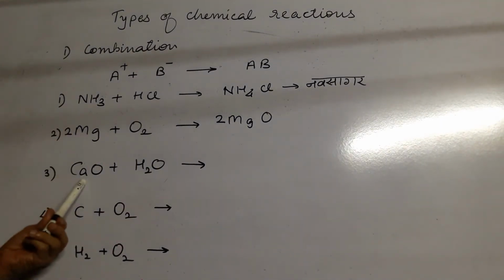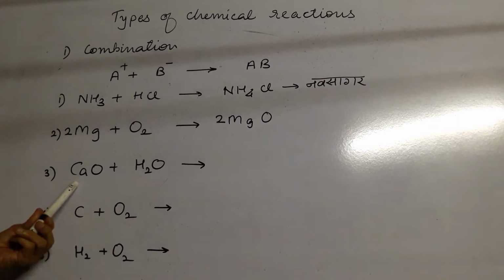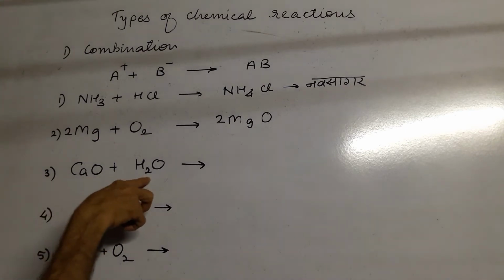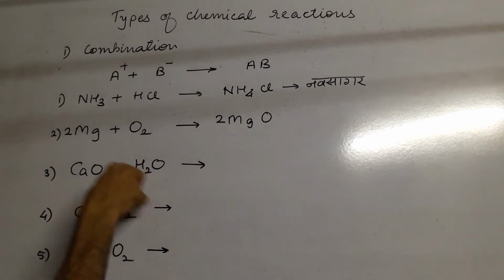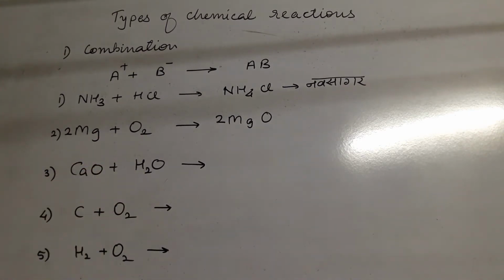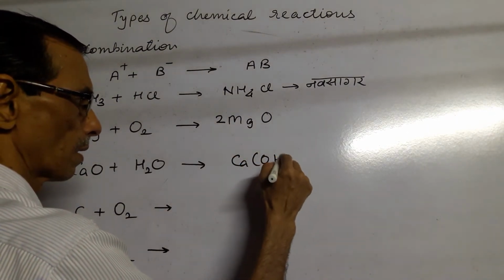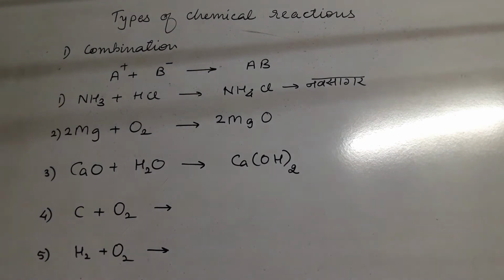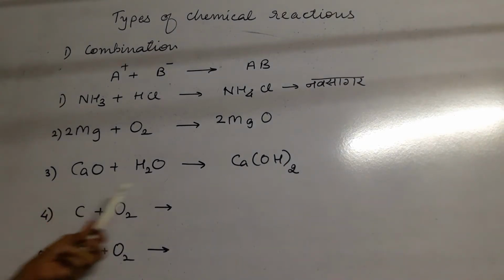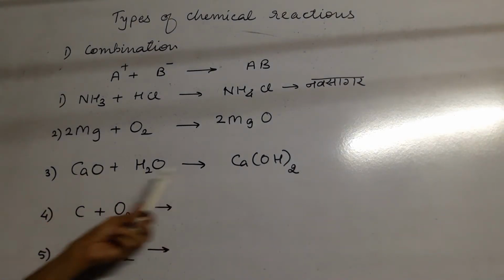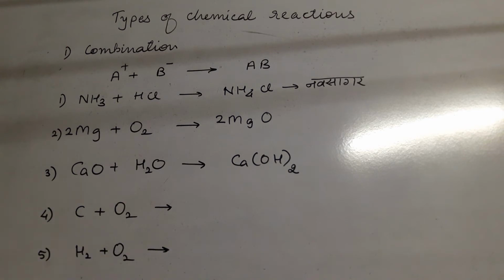Now next we will take calcium oxide. Calcium oxide is called chuna, which we bring for plaster. This is called calcium oxide. When calcium oxide is dissolved in water, or when water is poured over calcium oxide, you get calcium hydroxide, Ca(OH)2. This is called quicklime, and this is called slaked lime. So you get calcium hydroxide, one compound.